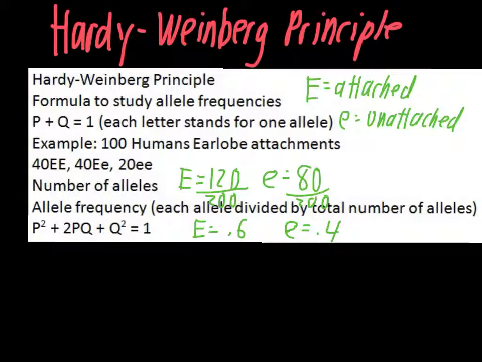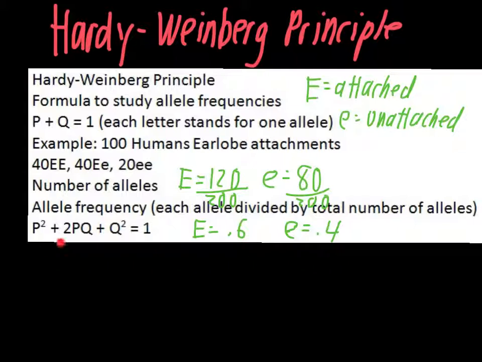So if we punch these two back into our formula, because remember I said to you up here that p would stand for the frequency of capital E and q would stand for the frequency of lowercase e, 0.6 plus 0.4 does give us 1. So in that case, this population is at equilibrium. Another way to figure that out is to use this expanded formula. This is usually used if the population is not at equilibrium.